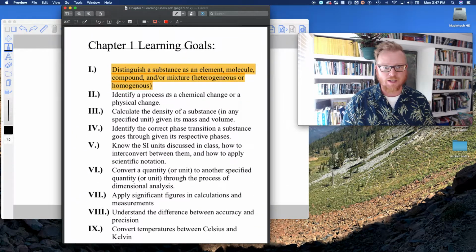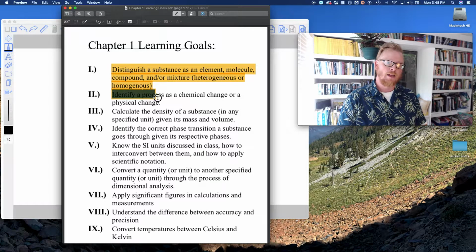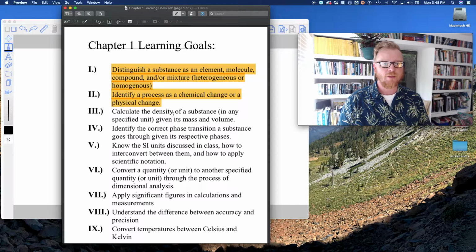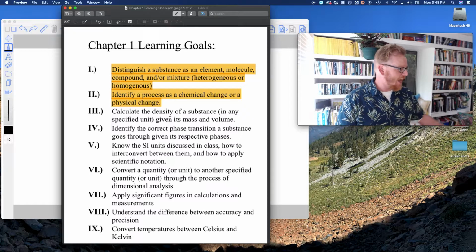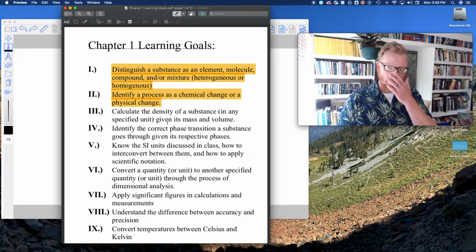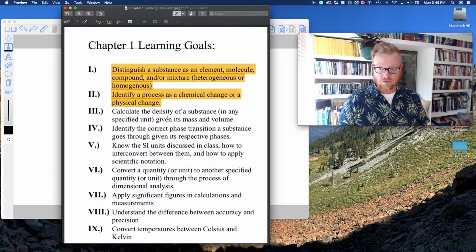So identify a process as a chemical change or a physical change. Yeah, 100%. We did that in the first lecture, okay? Calculate the density of a substance given its mass and volume. So we didn't quite do any calculations with this yet. I showed you how to use the formula, okay? But we're going to get into some more examples of this. So I'm not going to check this one off yet. We did kind of talk about it a little bit, but after we've had some examples, maybe we can revisit this.